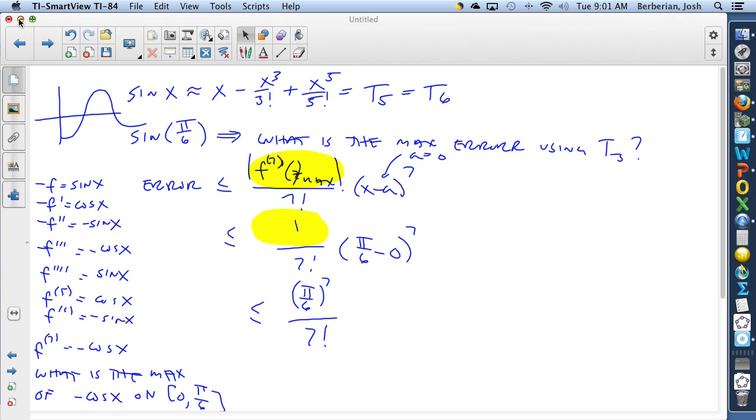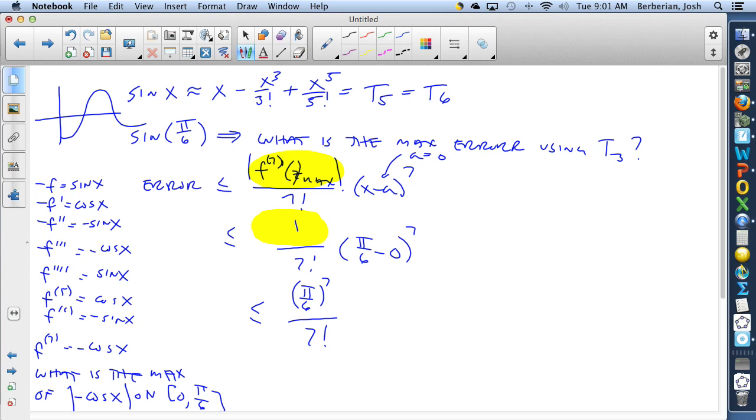All right. Questions, comments, concerns? Go ahead. So the max of f of 7 on 0 to pi over 6, how did that just turn into pi over 6? It's not f of 7, it's negative cosine. So when does the absolute value of negative cosine take on a maximum value? It takes on a maximum value at 0.